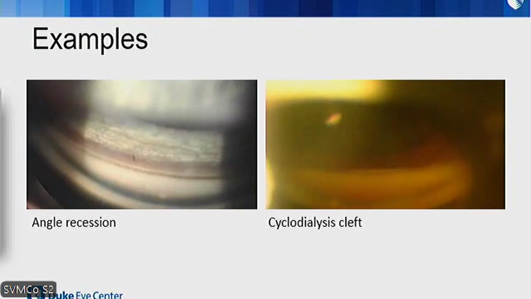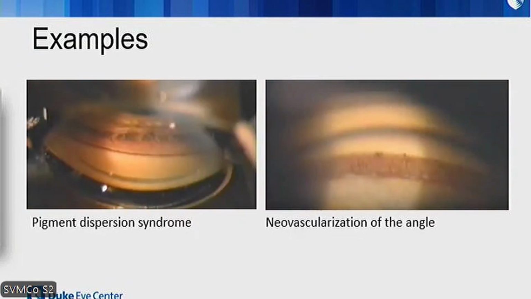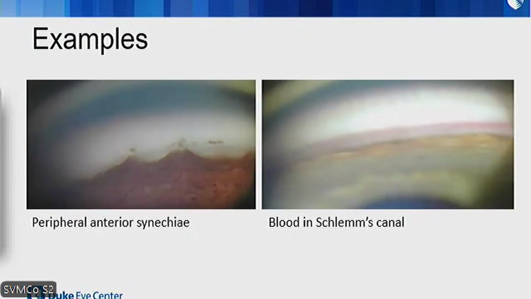For my next few slides, I just have a couple of examples. Here we have angle recession, where you have a widened ciliary body band. Here we have a cyclodialysis cleft. In pigment dispersion syndrome, you have increased pigment in the inferior TM classically. And then neovascularization of the angle, where you have these fine blood vessels that cross the trabecular meshwork.